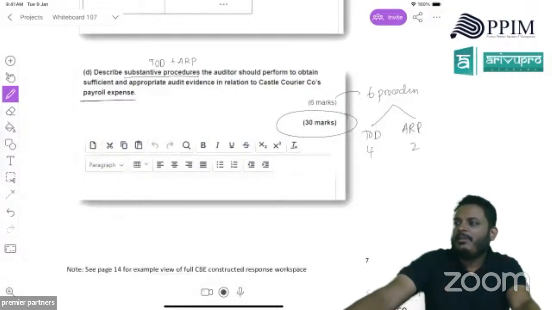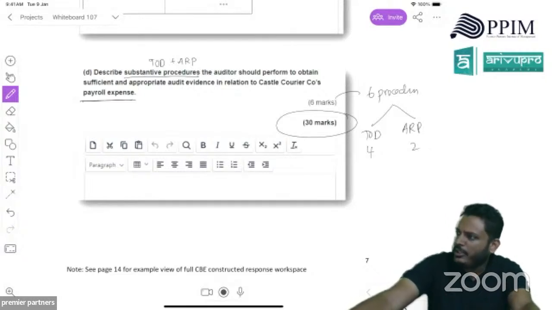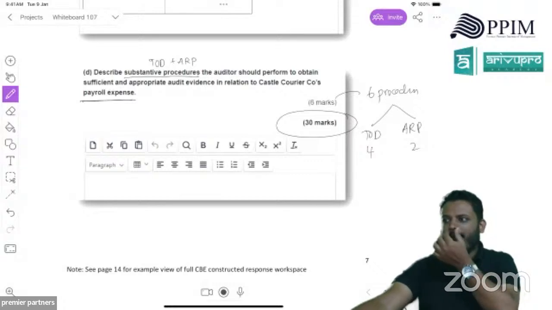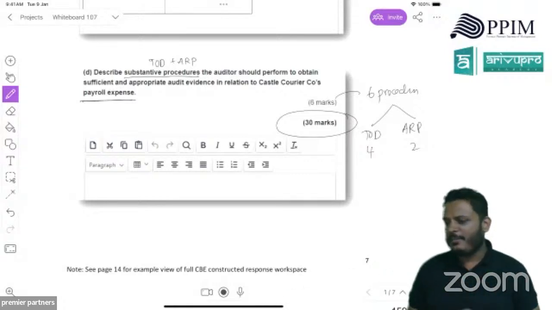Pranish, I'm not happy with the procedure. Shifa, can you try a test of detail also? Because both of your procedures are ARP. I told you the ratio, right? 4:2. Can you try some other detailed procedures? Because I couldn't find any TOD from you. Venkat, good. Abhinaya, good. Good. And Hridiman, good. Very good. Fine. These types of procedures are easy.